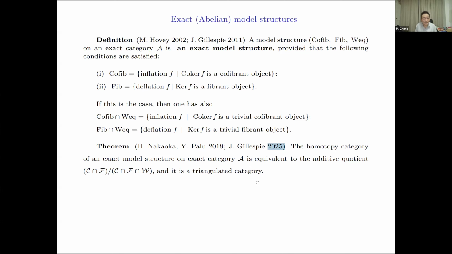In fact, at the time of Quillen, all the model structures from the algebra side in Quillen's examples are exact model structures. Then Hovey summarized this and gave the definition of abelian model structure, and Gillespie extended this notion to exact model structure.